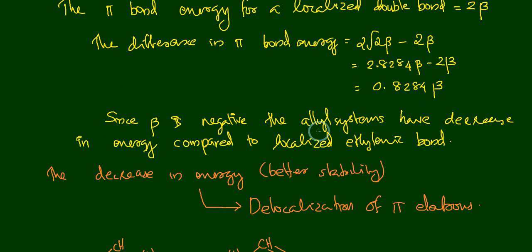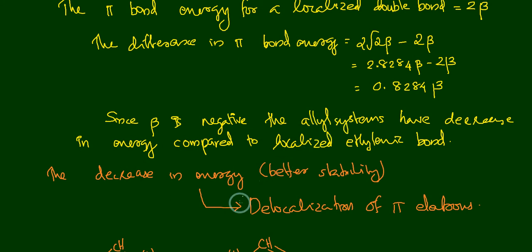Okay. So, we know that beta is negative. The allyl system has a decrease in energy, right? Means that allyl system has a decrease in energy of 0.8284 beta. Okay. So, this decrease in energy means it has a better stability, it attains better stability. What's the reason for this? Why does it have 0.8284 beta less energy compared to a localized pi system?